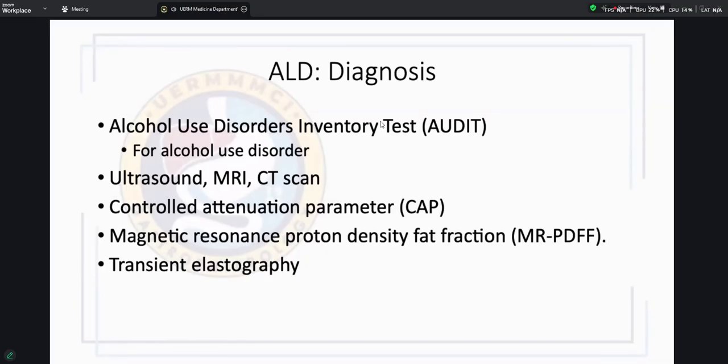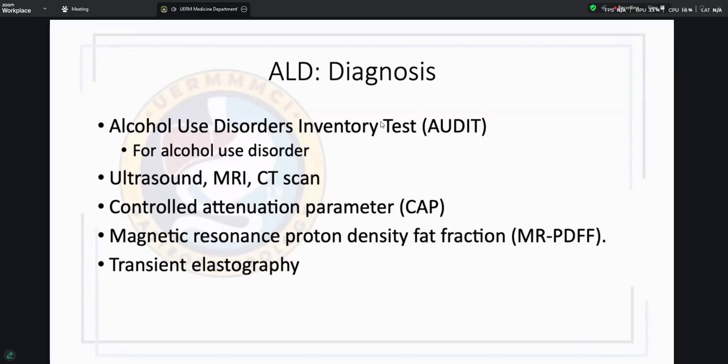We can use the AUDIT for identifying patients with alcohol use disorder. This is a 10-item screening questionnaire developed by the WHO to identify hazardous and harmful drinking patterns, including those that can lead to alcohol-related liver disease and other alcohol-related health problems.